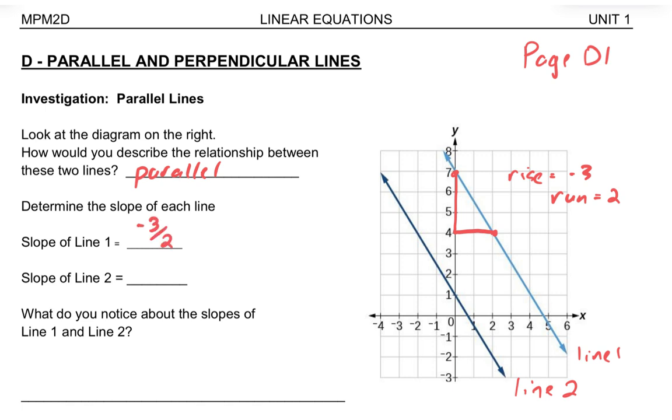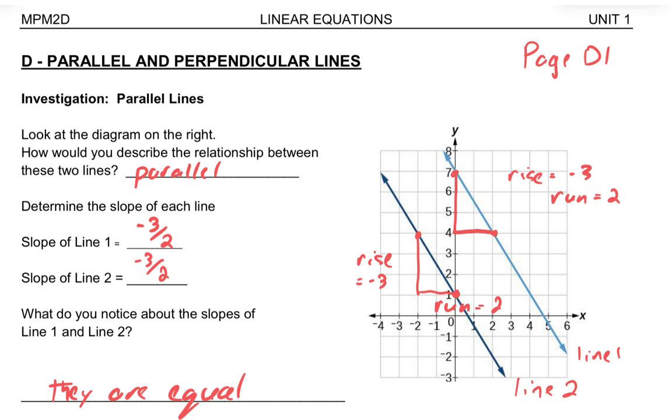We can do the same kind of thing for line 2. We can pick 2 points which are easy to get the coordinates of. I'm going to pick those two there. We can draw our little slope triangle in here, and we can see that our rise is equal to -3 and our run is equal to 2. So the slope of line 2, rise over run, is -3/2. What do you notice about the slopes of line 1 and line 2? Well, -3/2 and -3/2 are the same, so they are equal.